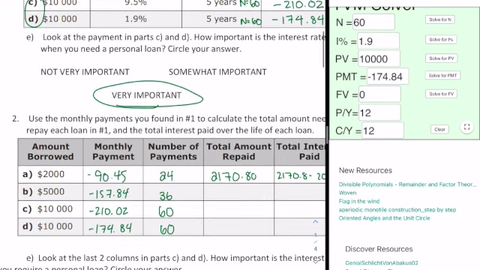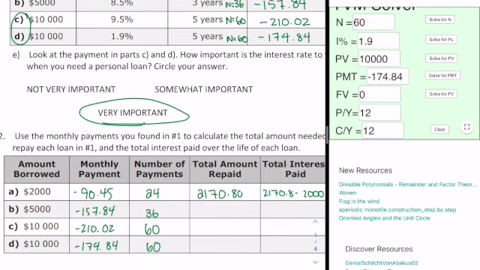All right, we'll do the exact same thing for the other 3. So here, 157.84 times 36 is going to give us 5,682.24. And then if you subtract, we borrowed 5,000 to start with. If you subtract that, you'll have 6.